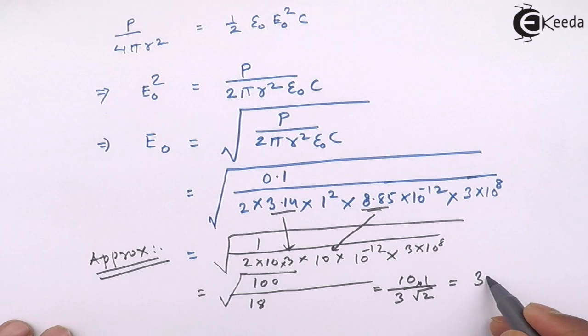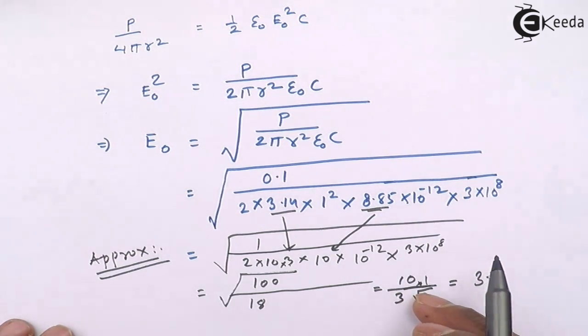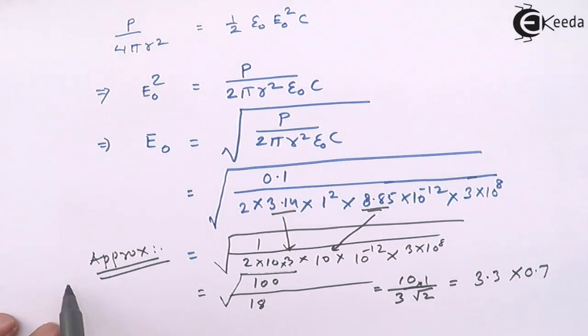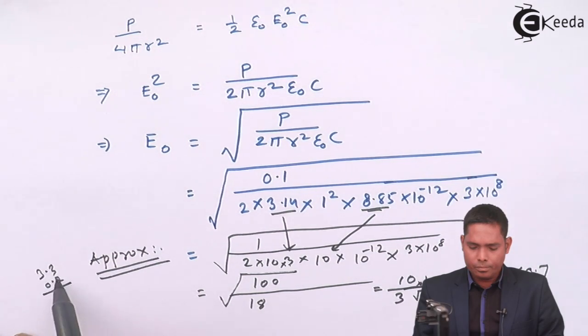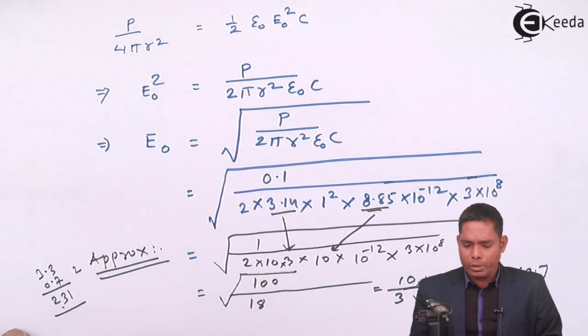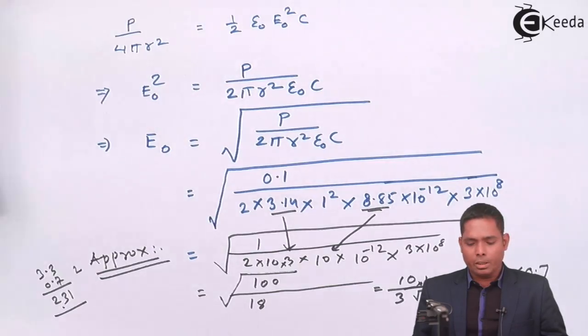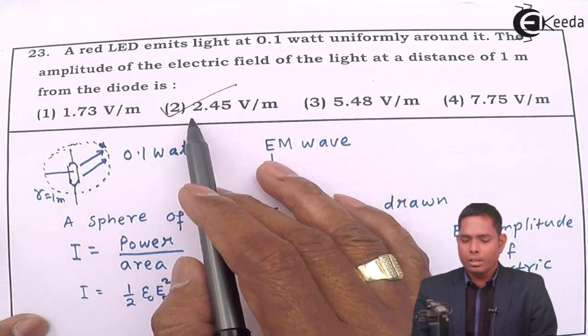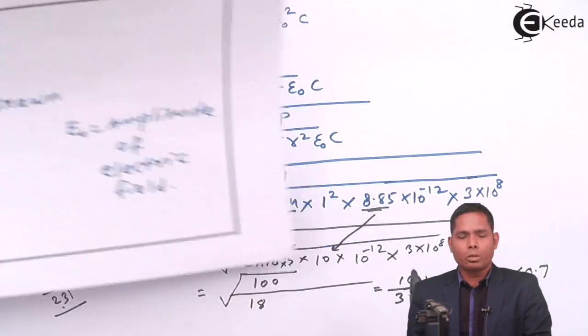So this is 10 by 3, which is 3 point something, 3.3, and 1 by root 2 is 0.7. So if I multiply this, I'll get 3.3 times 0.7, which is 2.3, around 2.3 something. I'm getting 2.3 something. If you are getting 2 point something, that means the answer is in 2 point something, not in 1 point something or 5 point something. This should be the correct answer. If you solve it properly, you will get 2.45 volt per meter.